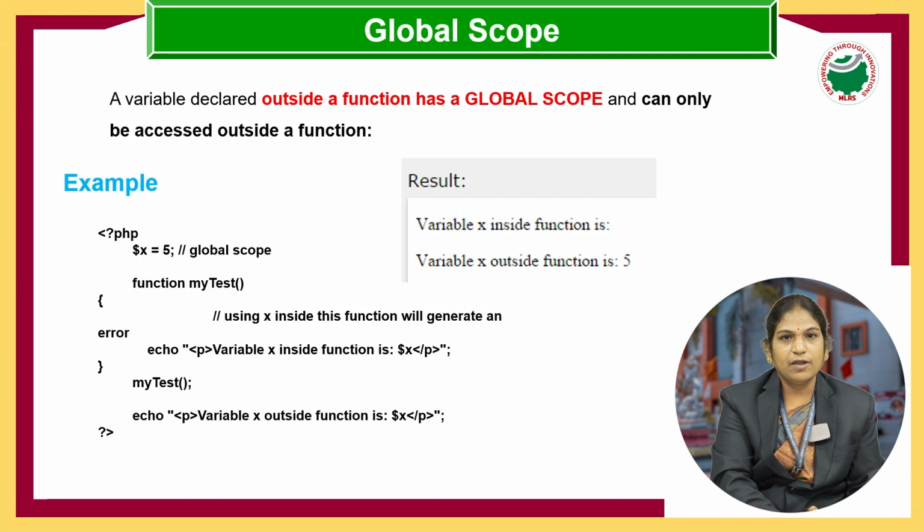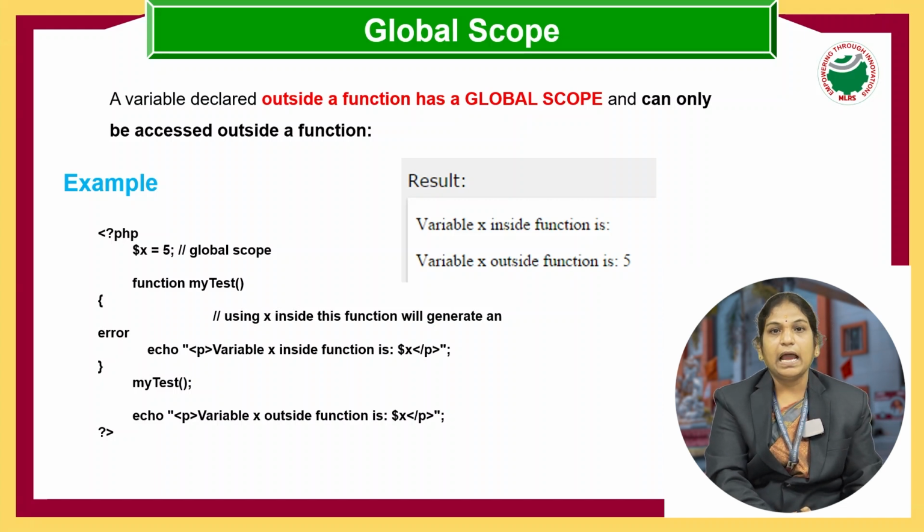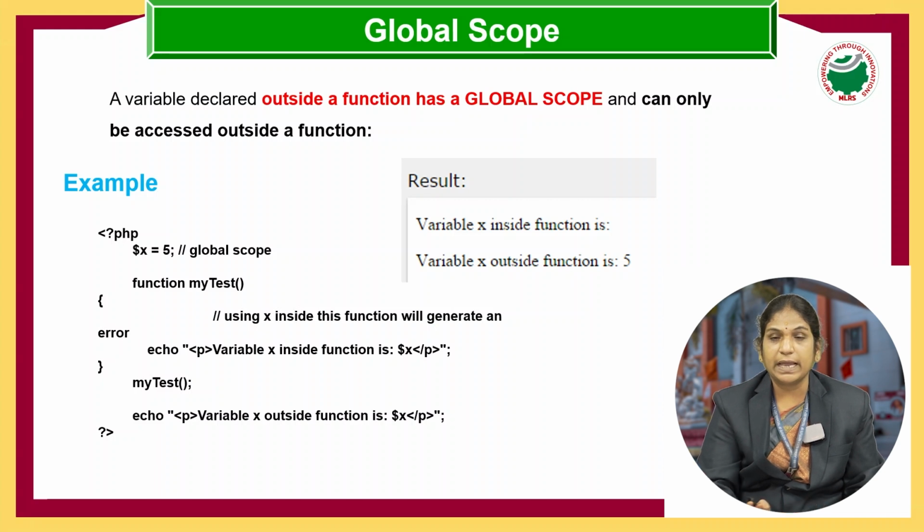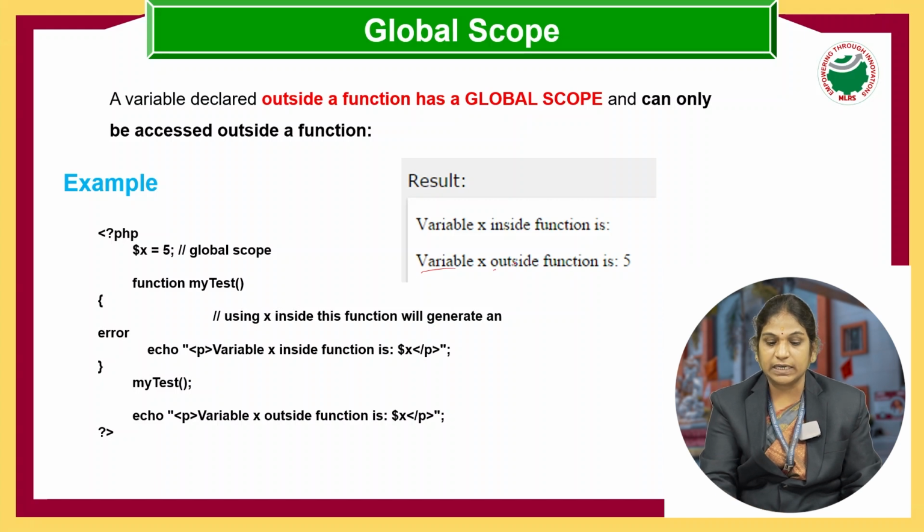Then I have created a function. After creating the function, I am writing a statement inside the function myTest. Then I have closed the myTest function. So here this echo statement is not going to display any output. Why? The $x value is not going to be referred inside the function because it is a global. And after closing the function myTest, I have written another echo statement, echo "variable x outside the function is $x".